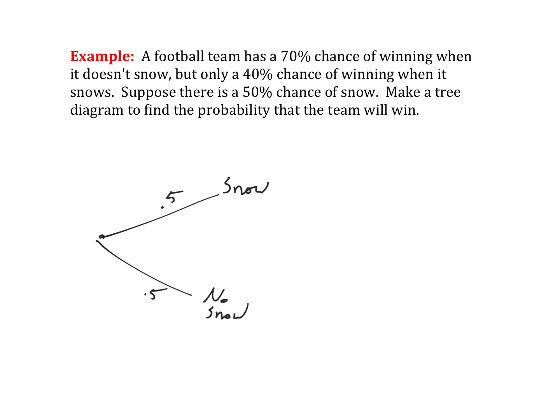Now, if it snows, we have a 40% chance of winning. So if it snows, we've got a 40% chance of winning. That means there's a 60% chance that we're going to lose. Now, if it doesn't snow, it says we have a 70% chance of winning, which means there's a 30% chance of losing.